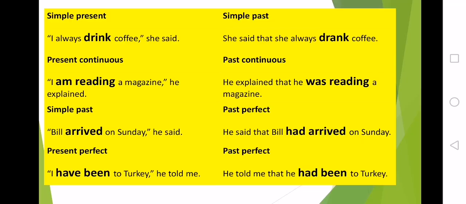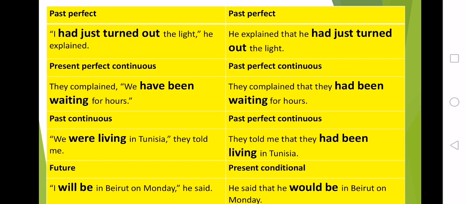The following table shows how the tense changes from the direct to the indirect speech, and this is a very important table to be memorized. The simple present will change to the simple past, the present continuous to the past continuous, the simple past to the past perfect, the present perfect to the past perfect, and each one, as you see, has an example on it. The past perfect will remain as it is, past perfect. The present perfect continuous will become past perfect continuous. The past continuous will be past perfect continuous.